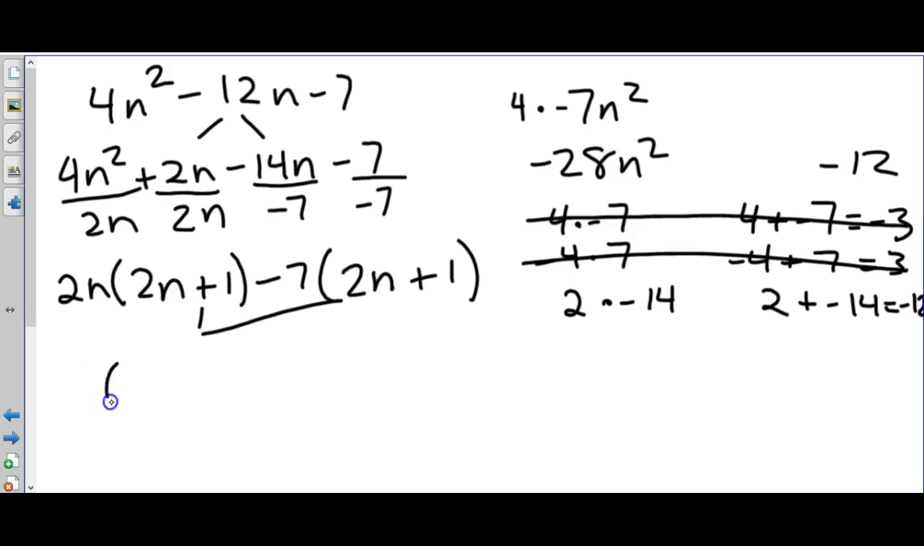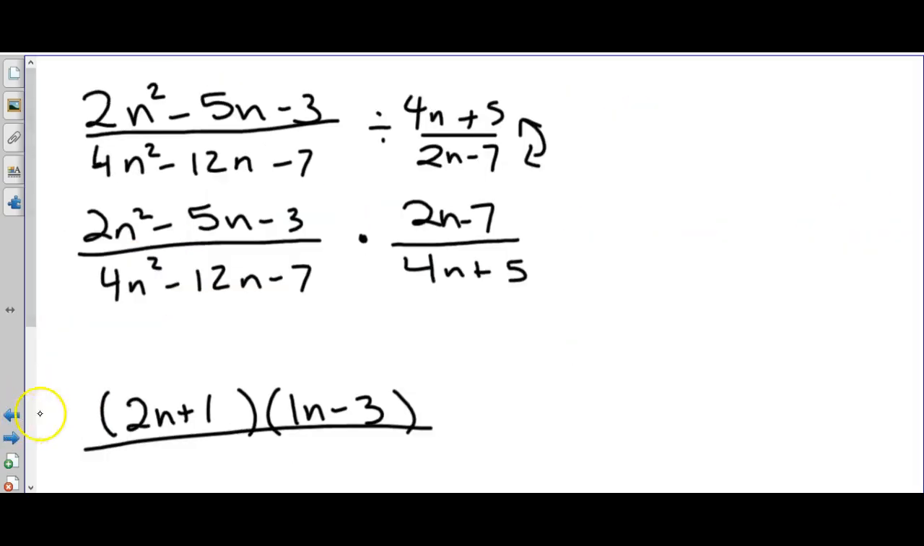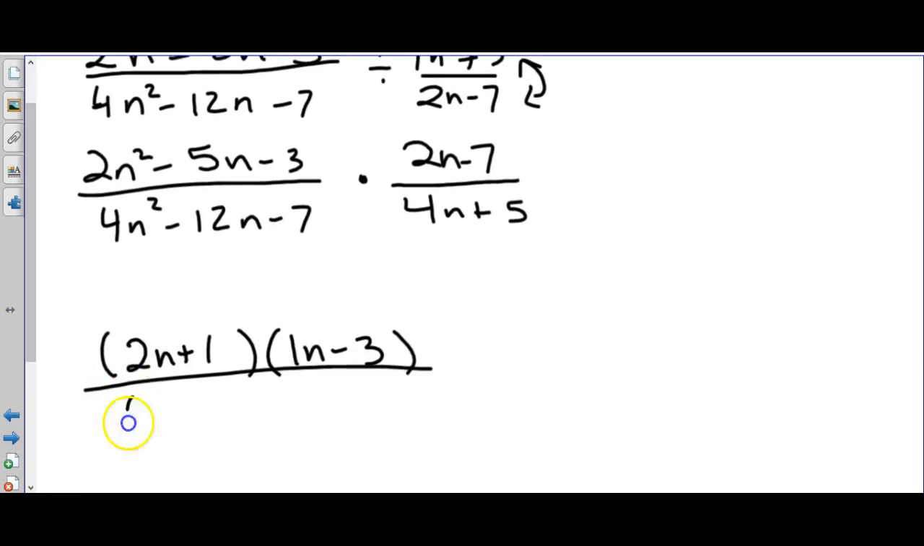The two matching become the first part of your answer, 2n plus 1, and everything outside the parenthesis become the second part of your answer. So 2n minus 7 were both outside, become the second parenthesis. So we have 2n plus 1, 2n minus 7. So these ones are considerably more difficult to factor. There's a lot more steps that you have to remember as you go through and factor.